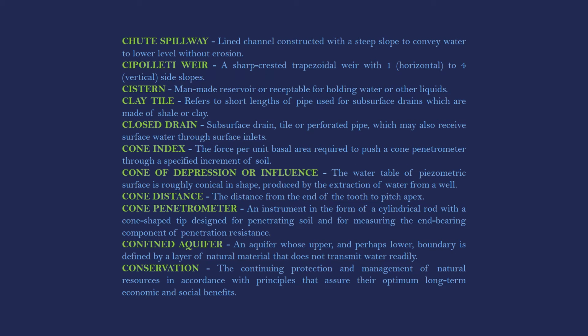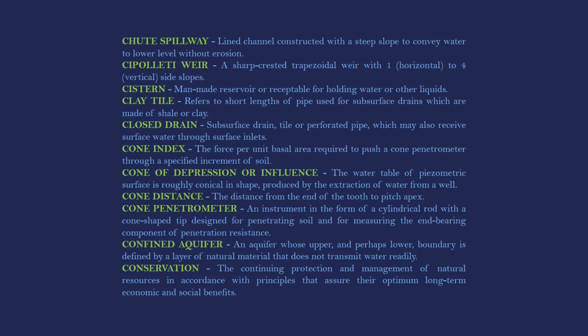Chute spillway: lined channel constructed with a steep slope to convey water to a lower level without erosion. Cipolletti weir: a sharp-crested trapezoidal weir with 1 horizontal to 4 vertical side slopes. Cistern: man-made reservoir or receptacle for holding water or other liquids. Clay tile: refers to short lengths of pipe used for subsurface drains which are made of shale or clay. Closed drain: subsurface drain, tile or perforated pipe, which may also receive surface water through surface inlets.